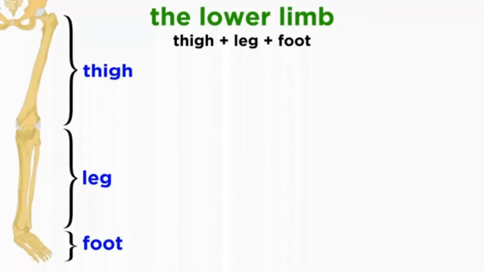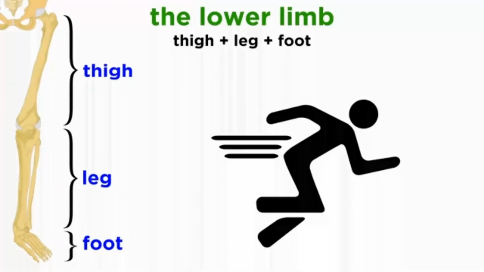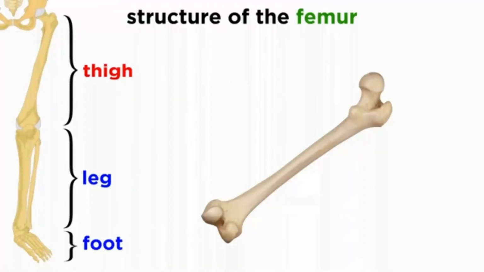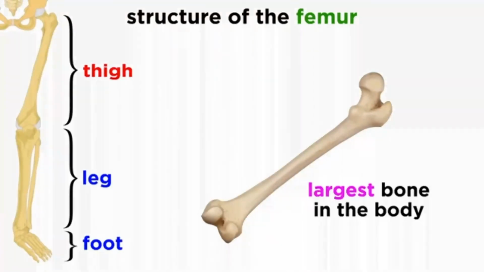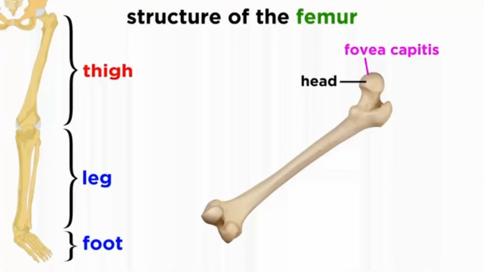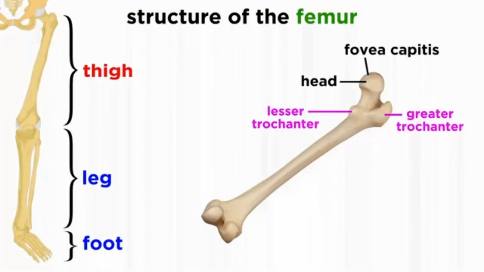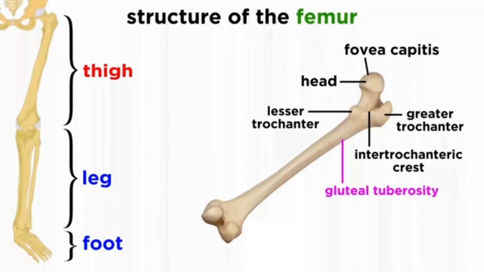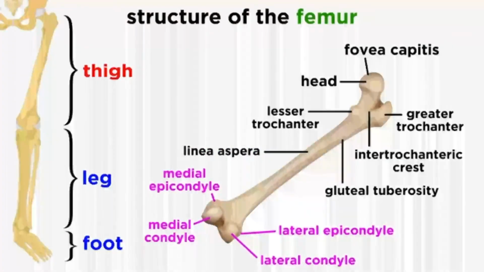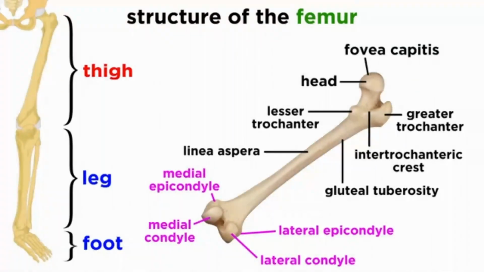Lastly, the lower limb contains very thick bones, allowing us to run and jump effectively. The thigh is made of a single bone, just like the arm, and this one is called the femur, which is the largest bone in the body. Here we see the head with a small pit called the fovea capitis. Then the greater and lesser trochanter, the intertrochanteric crest, the gluteal tuberosity, linea aspera, medial and lateral condyles and epicondyles, intercondylar fossa, and patella.